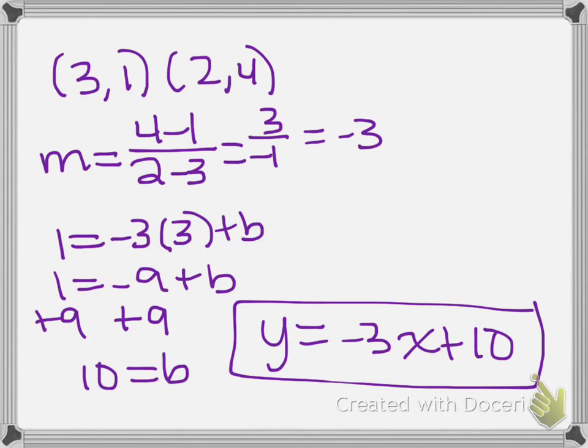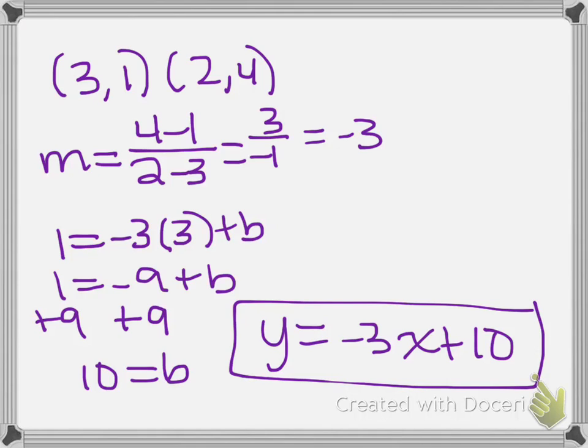And now if we had a situation where we were given 2 points on a line and we were asked to find the equation of that line in slope-intercept form, the way we've been doing it is first we'd find slope. So you can see I did the change in the y is 4 minus 1 divided by the change in the x, 2 minus 3. That gave me 3 divided by negative 1, or negative 3 for my slope.